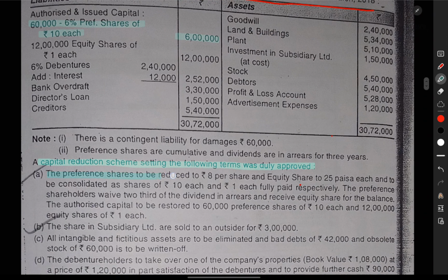So the preference shares to be reduced to 8 per share means we have 60,000 preference shares and it's reduced, so the value of the preference share is 8. So 60,000 into 8 equals 4,80,000. So the value of our new preference shares will be 4,80,000.